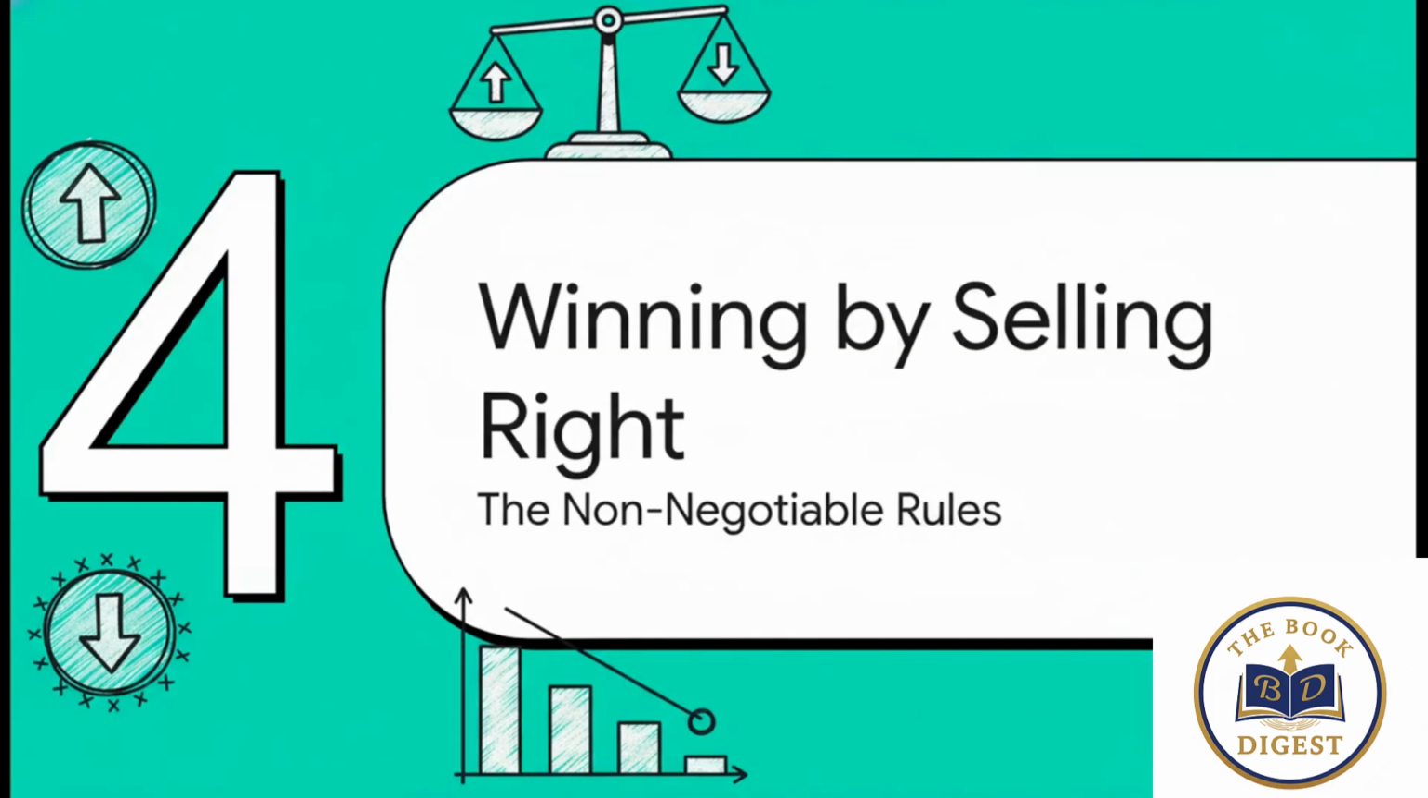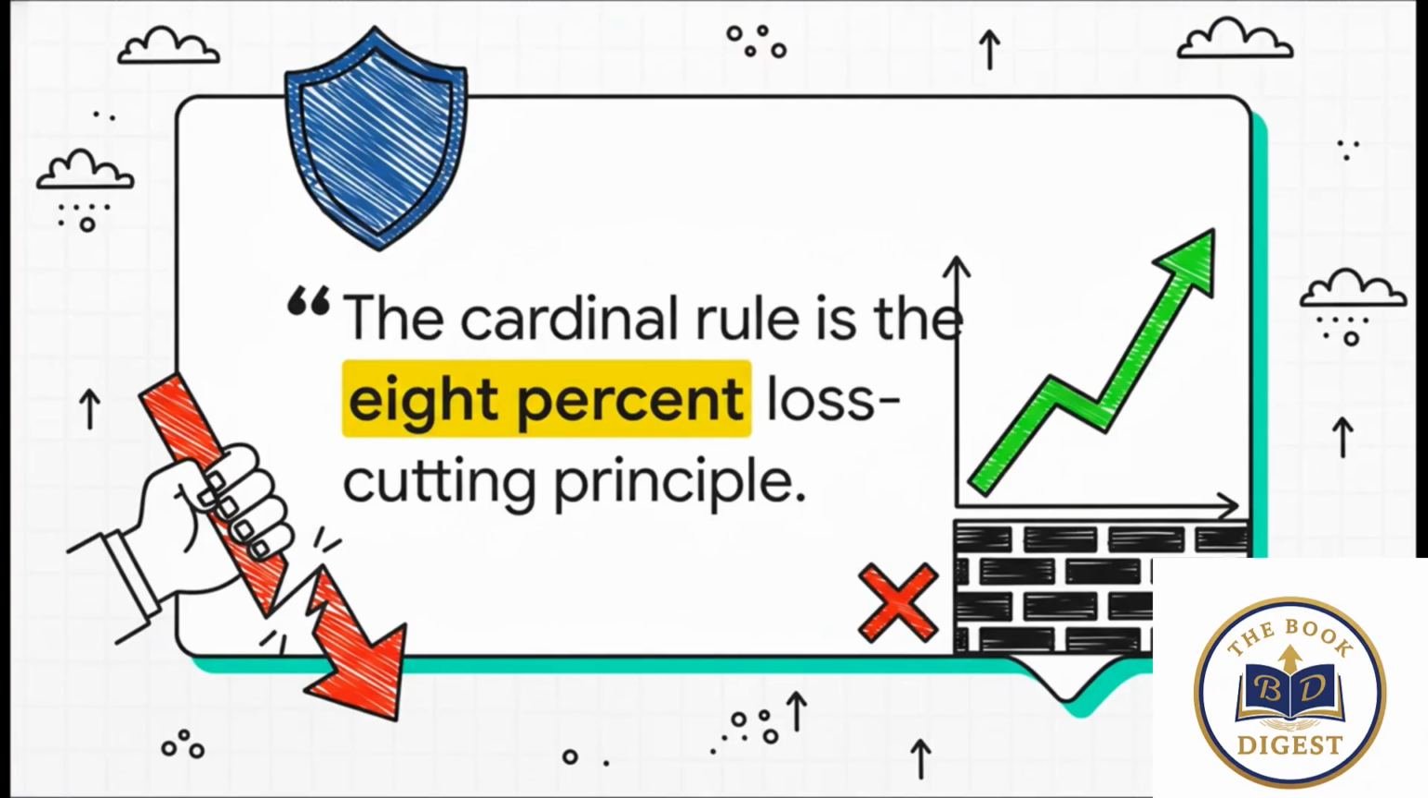But buying is only half the battle, which brings us to our next section. Winning by selling right. Finding a great stock is awesome, but O'Neill argued that knowing when to sell is maybe even more crucial. And his rules on this, they are absolutely 100% non-negotiable. This right here might be the most important rule in the entire book. Seriously. And it's not a guideline or a suggestion, it's an ironclad law. It's all about one thing, protecting your capital from a devastating loss.